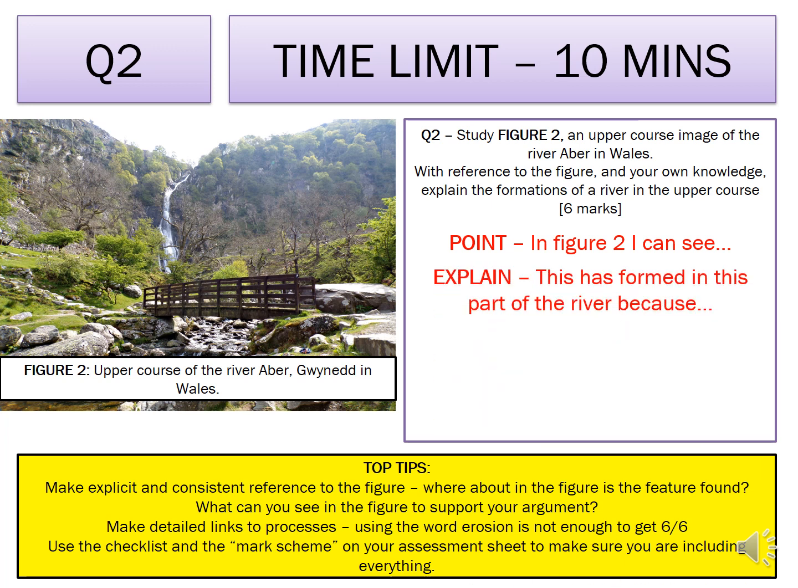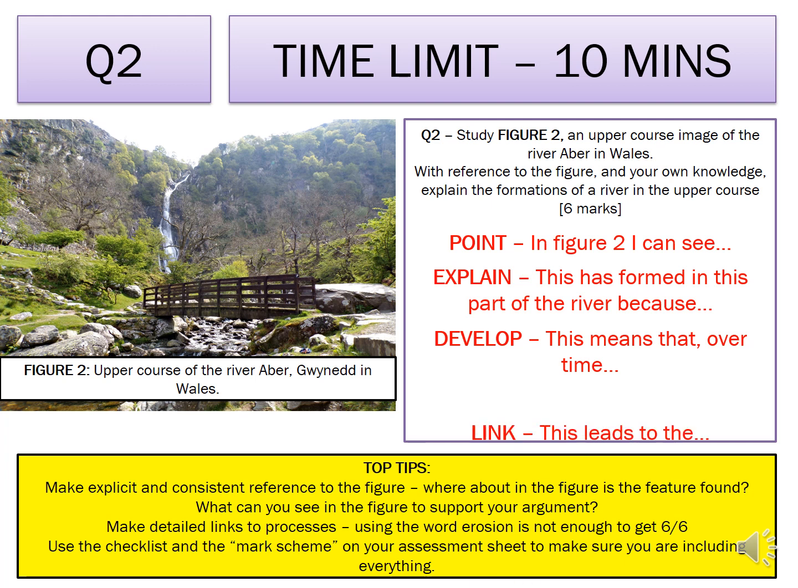Explain. This has formed in this part of the river because what is needed for this feature to form in the figure? This means that over time, what processes are happening to begin forming this feature, and how is that linked to the upper course of a river? It is super important here that if you are talking about erosion, you are not just using the word erosion. You have to talk about the specific types of erosion and how they work to form the feature.